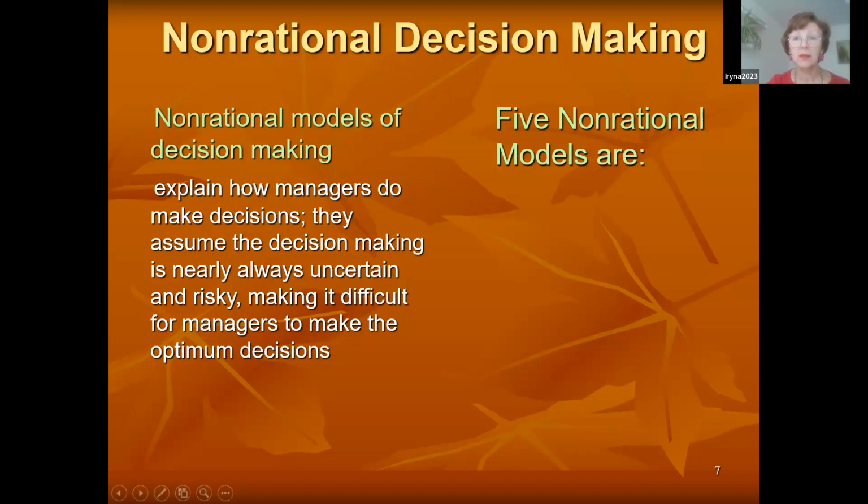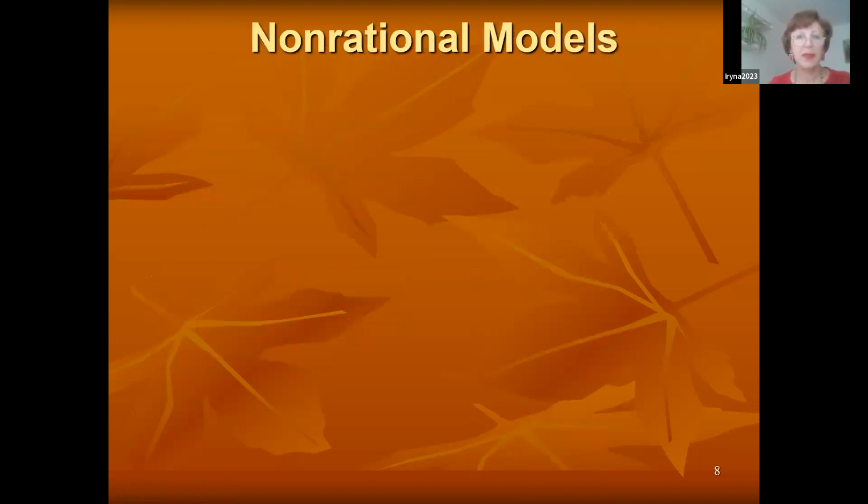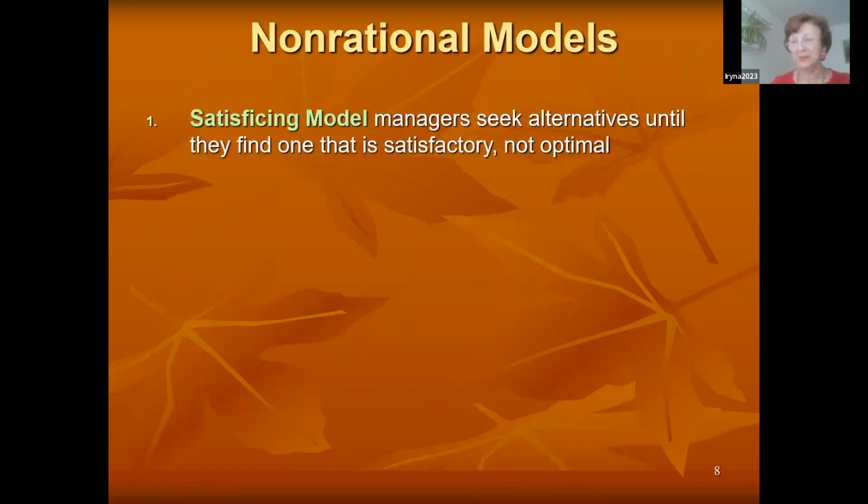So the non-rational models, 5 non-rational models, are satisficing, incremental, coalitional, garbage can, intuitional.